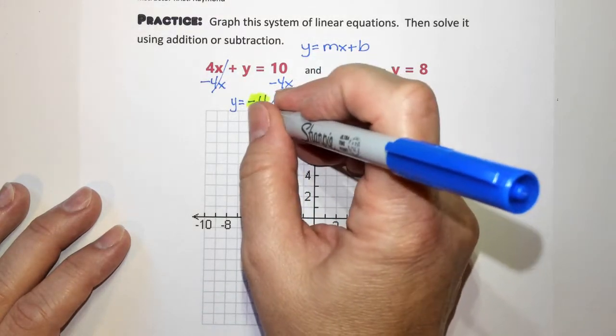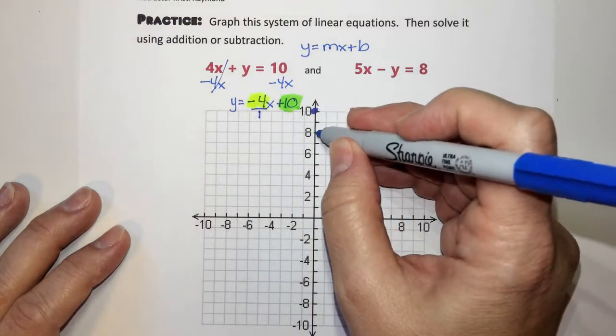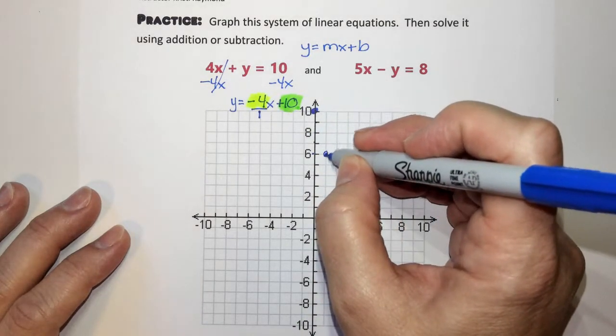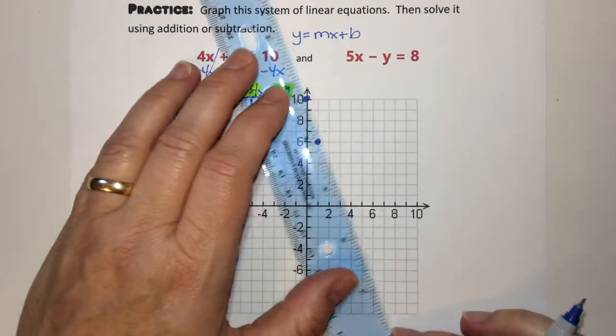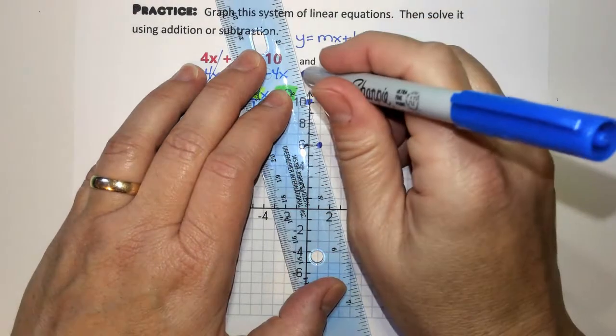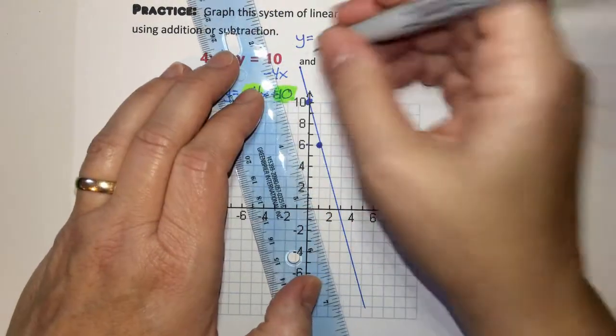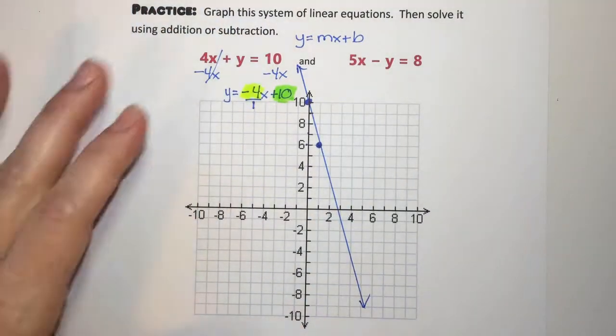Anytime you have a whole number, remember, you can put it over a 1. So down 4, run 1. 1, 2, 3, 4, run 1. And those are my 2 points. Use my ruler to make a line. There we go. Arrows on the end. That was my first line.